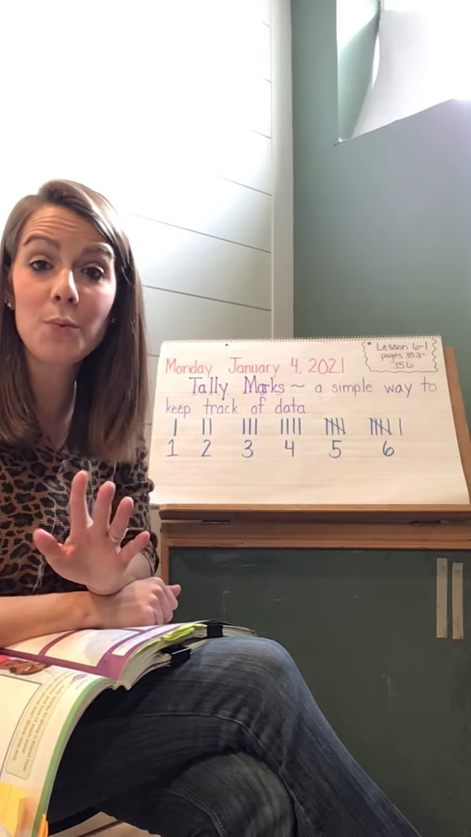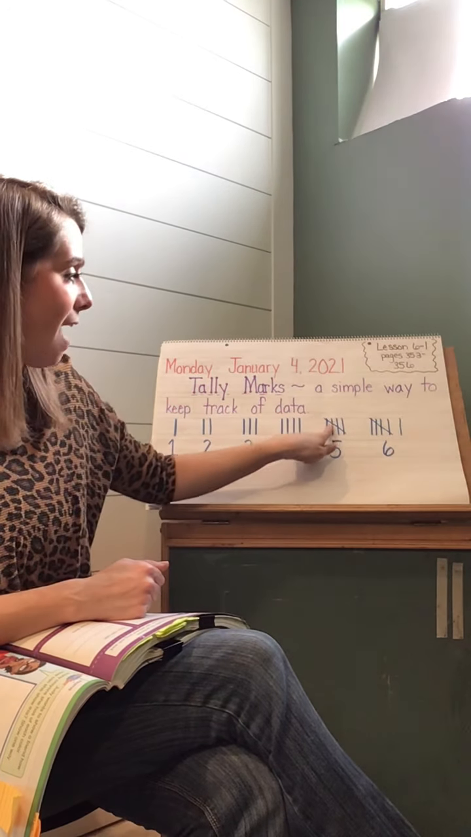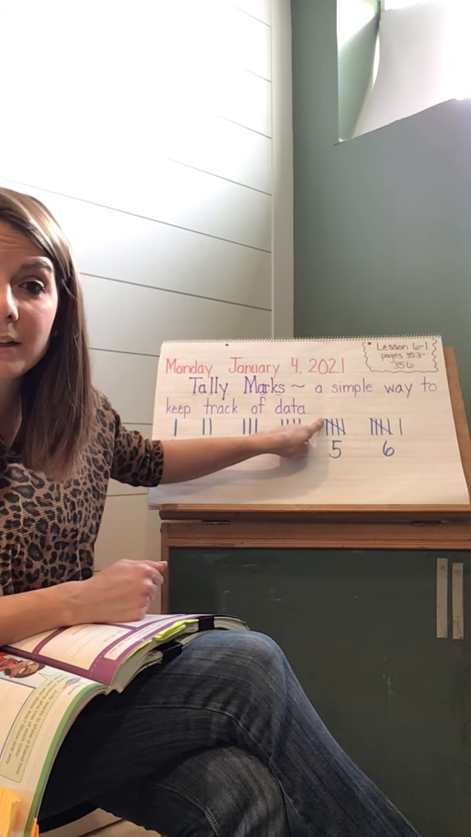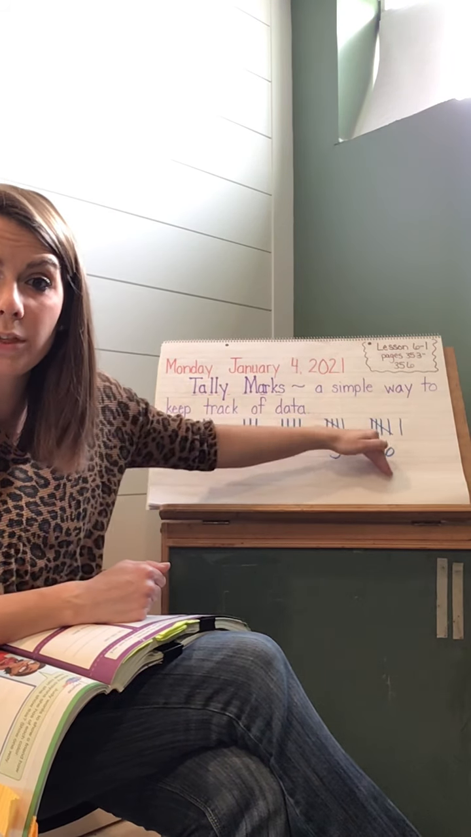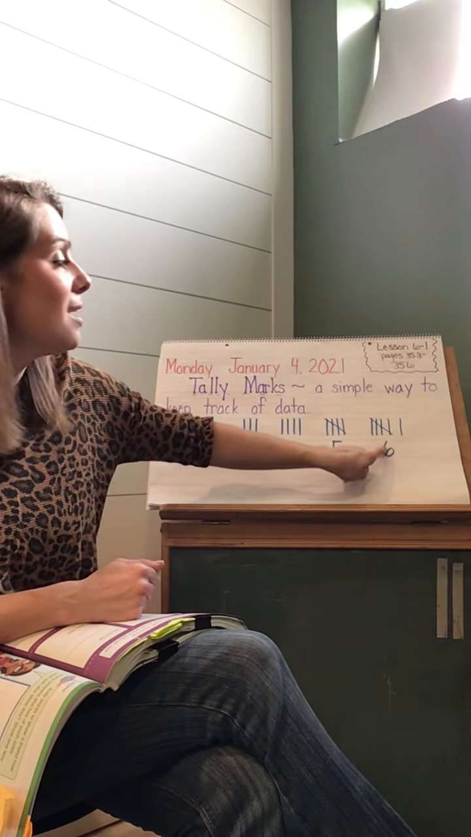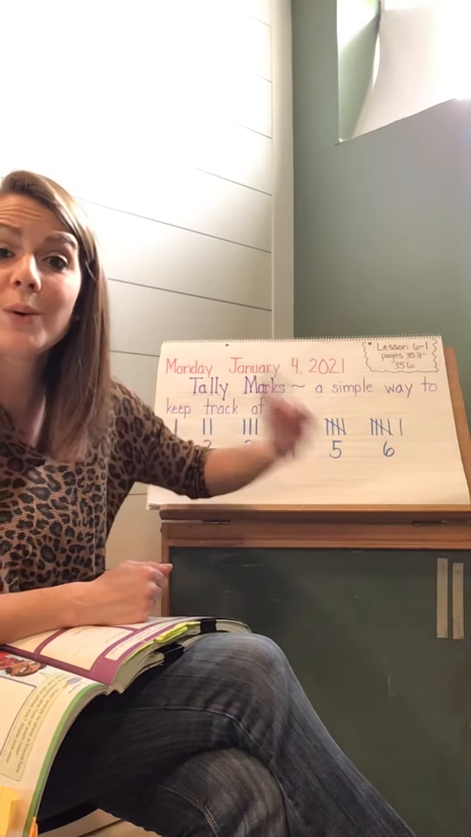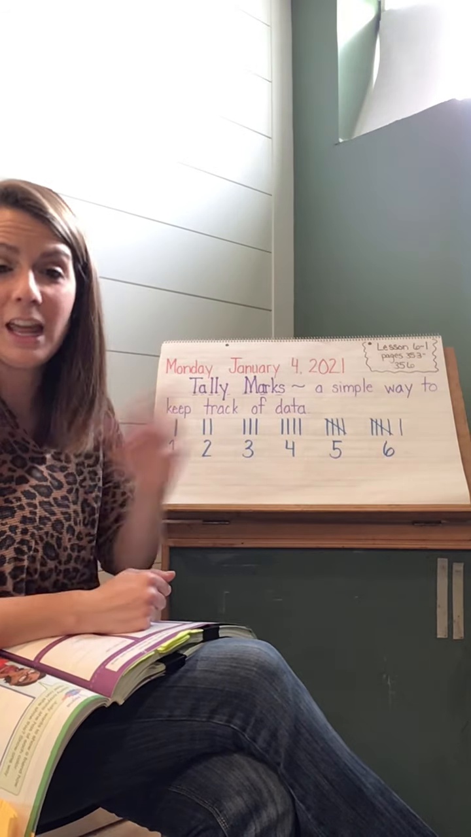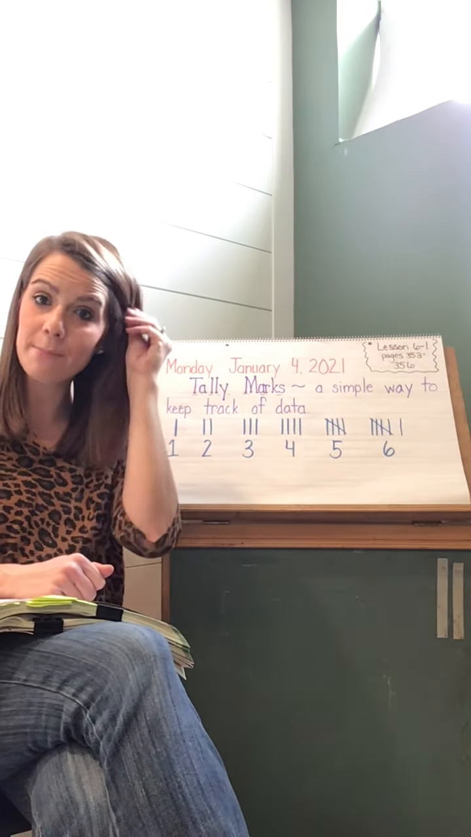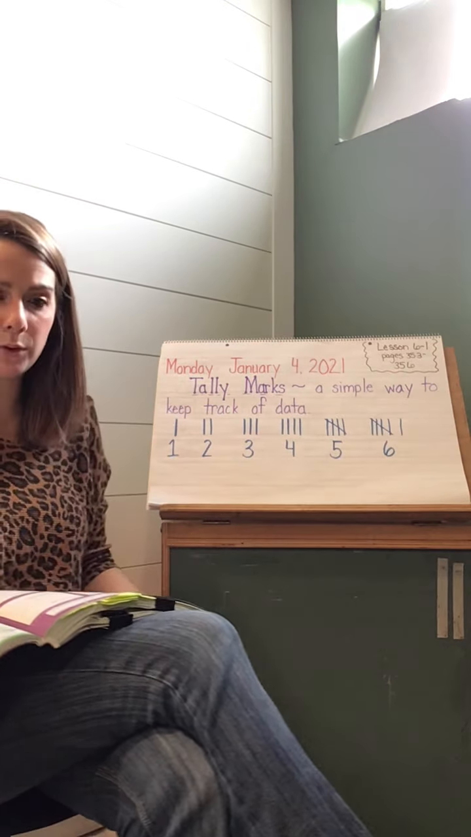Now, look at this one. When I want to show 5, I don't just draw 5 lines. I have my 4, and then look what I do with this 5th one. It goes straight through. Cross them in half. Now here I have my 5, and one more would show 6. And it would just keep on going and going and going. But you have to remember, every time you want to make 5, that line goes right through the middle.